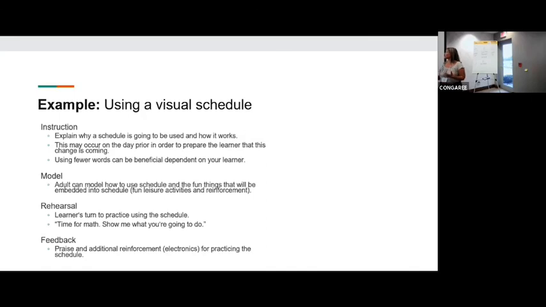So with the schedule, I might explain why a schedule is being used and how it works. If that's not appropriate for my learner, I can take that part out of the instruction.